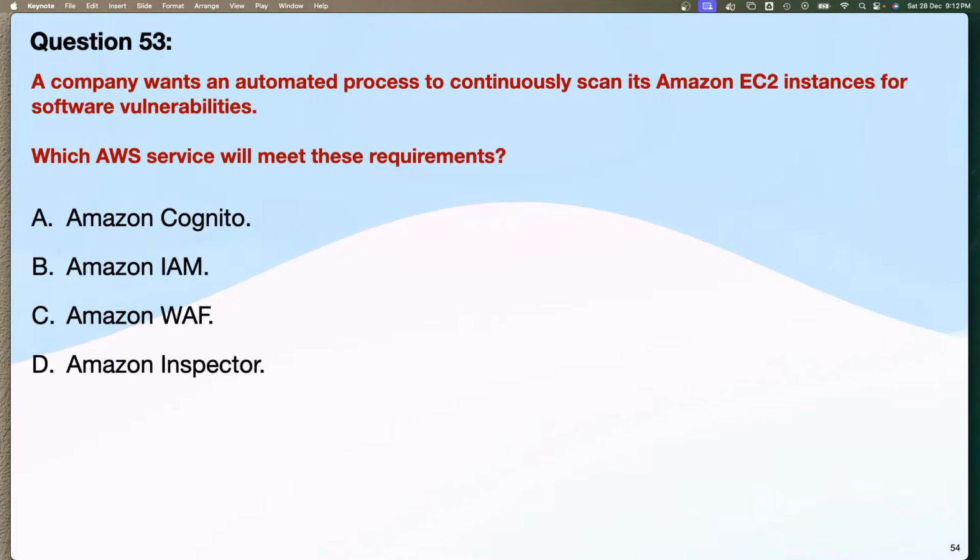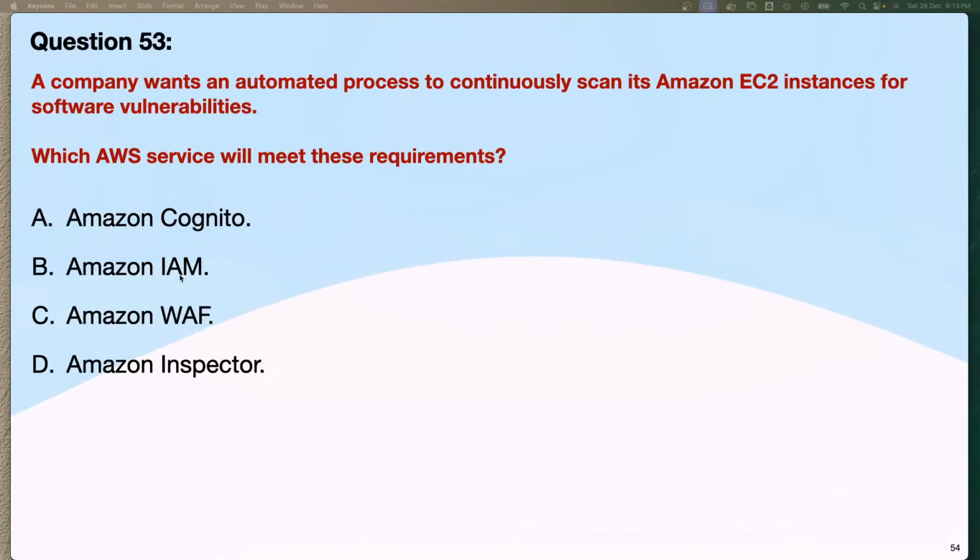Okay, 53. A company wants an automated process to continuously scan its Amazon EC2 instances for software vulnerabilities. So they want to scan continuously the EC2 instances for any vulnerabilities. Which service will help? Let's quickly evaluate the services. Amazon Cognito is for identity, but not like the IAM of yours. If companies are building any third-party software and you want your users to sign up and sign in, Amazon Cognito will help. We discussed this also in our video course.